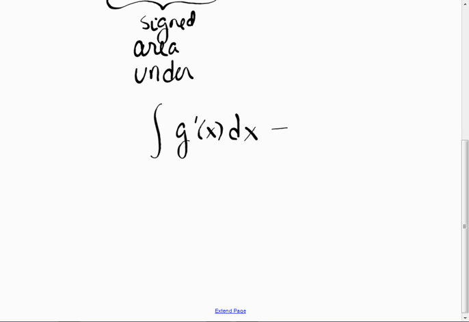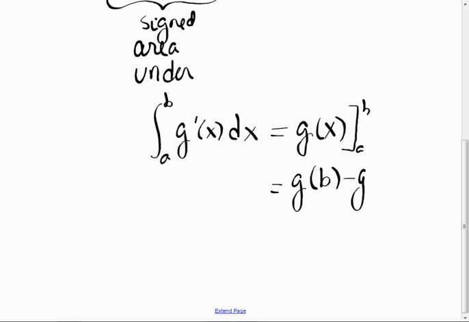What's the antiderivative of g prime? G. And if I don't have a definite integral, I do have to add plus c. But if I have a definite integral from a to b, that would be evaluating this at a and b. So this would be g of b minus g of a. And this is just the area from a to b. And I'm looking at that picture saying, I can do that with geometry. That's pretty easy, right? Except I have to figure out what a and b are, don't I?